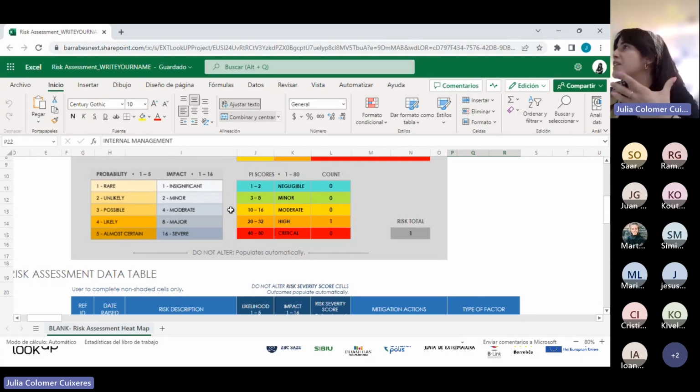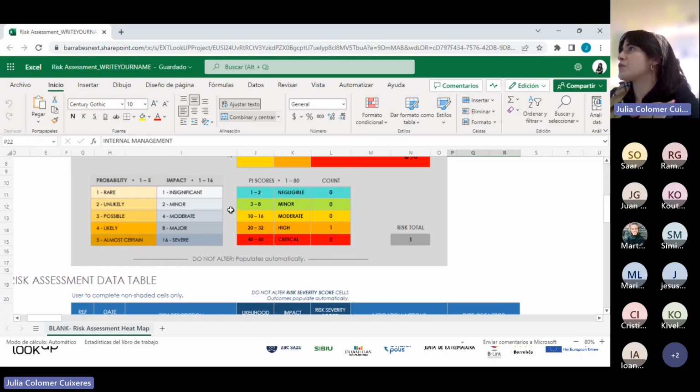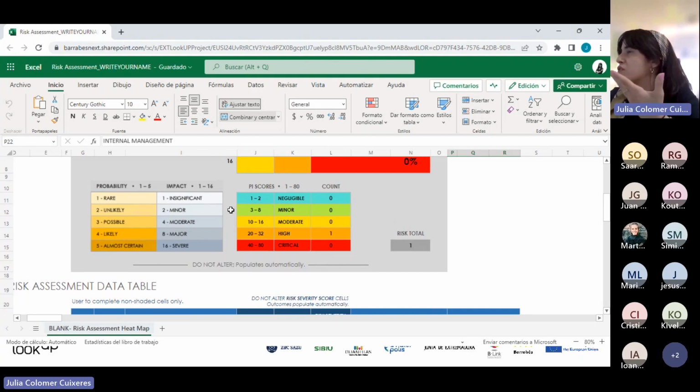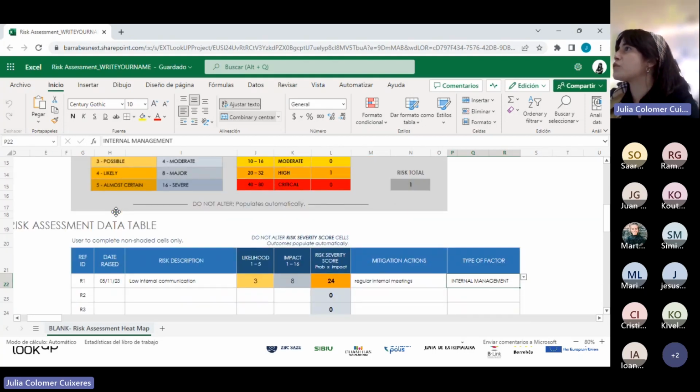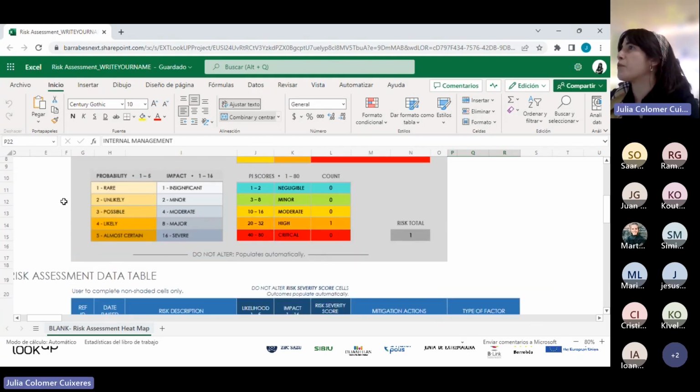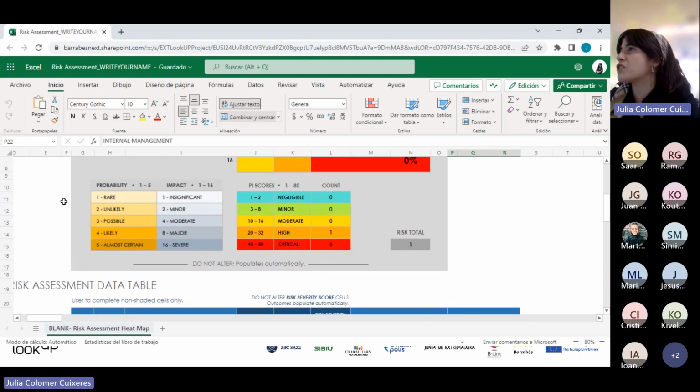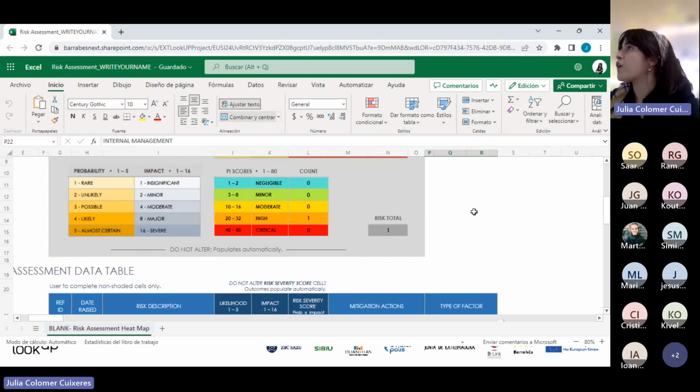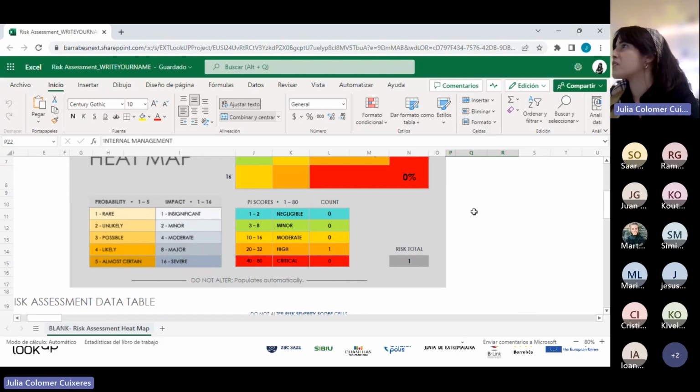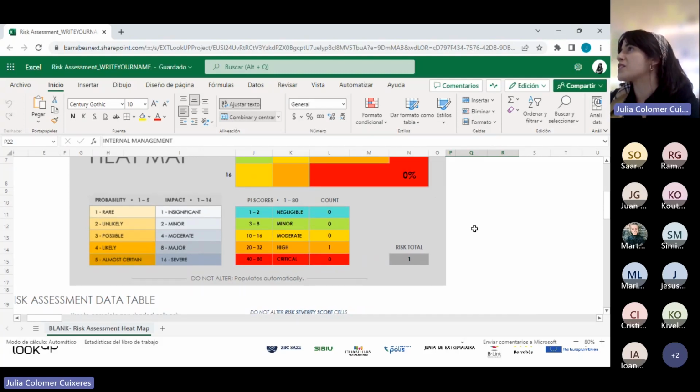How much probability has this risk? It's going to happen for sure, or it's not going to happen. So I decided to select 3, because even if the possibility is not really high, it could be possible. I mean, we are an organization and it's something that happens a lot. So it's possible. And how would it impact Barnabas, for example, or LookUP in our case?